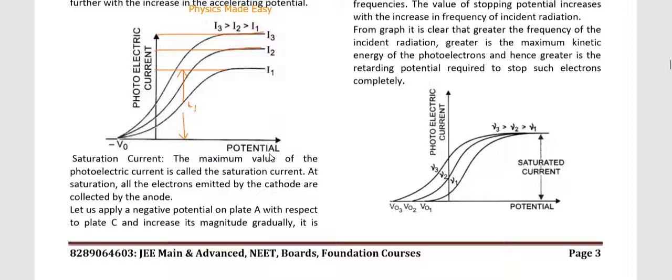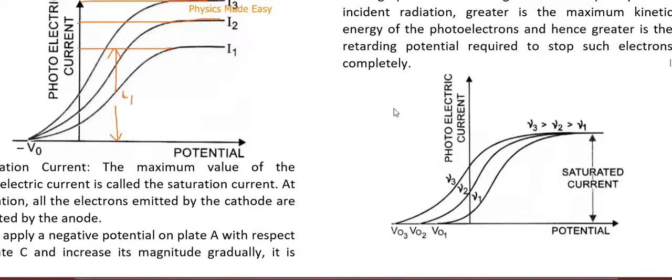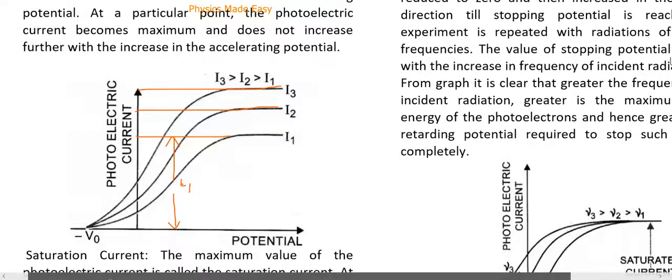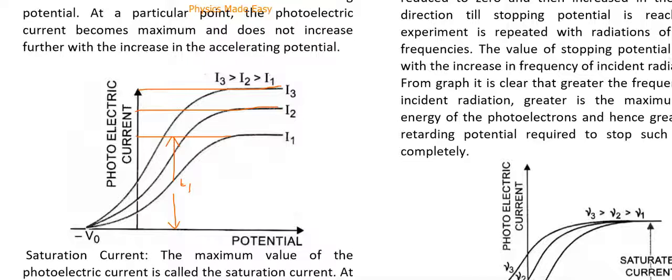Now, intensity in quantum theory is defined as number of photons. I is equal to number of photons, small n. I have represented number of photons falling by small n. Intensity is the number of photons falling per unit area per unit time. T stands for time.